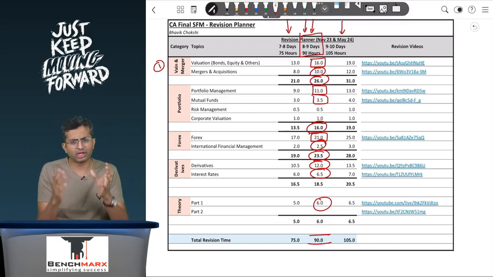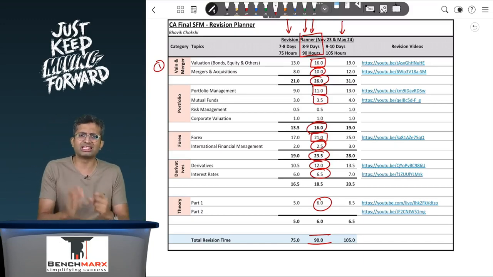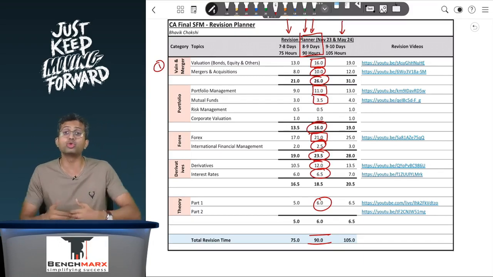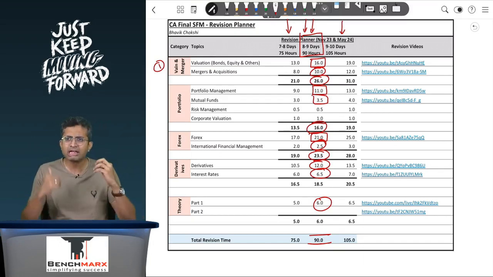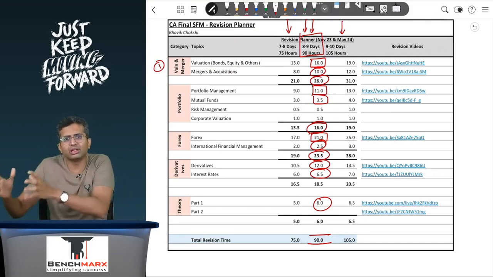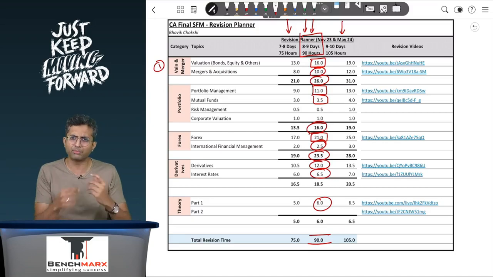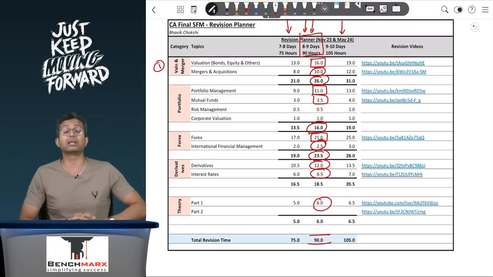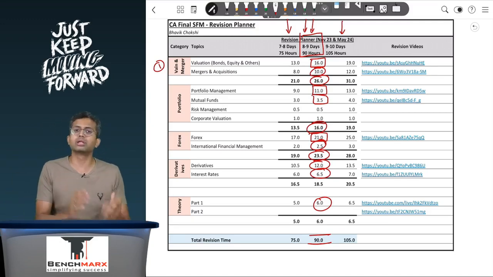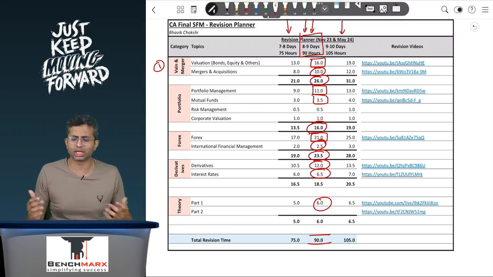Again, as we recommend, it is possible that if you want some writing practice, just ensure that in SFM you do more topics on pen and paper, because this is not a legal subject in the sense there's no law or cases involved, it's more of numbers. So there's a high possibility you can make, let us say, mathematical calculation silly mistakes which you don't want to repeat in the exams. You will do that on pen and paper. At least 50% of the topics you should try to do on pen and paper. Easier topics you can do on the calculator as well.